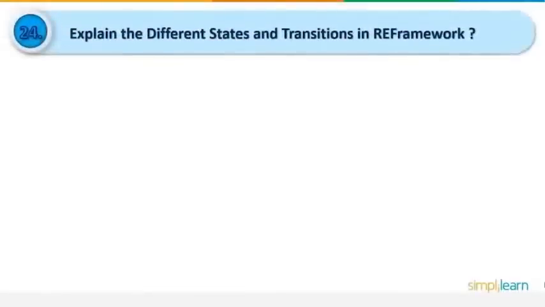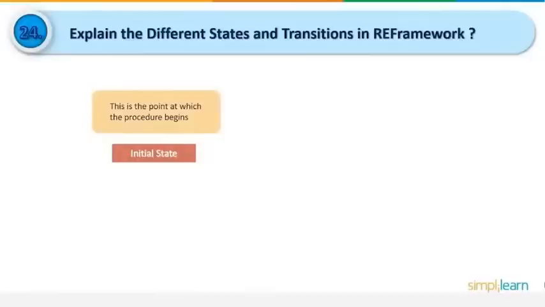Explain the different states and transitions in RE framework. There are 4 key states in RE framework. The first state is initial state. This is the point at which the procedure begins. It's an event where the process initializes the settings and runs application tests to ensure that all of the prerequisites for the process start are met.